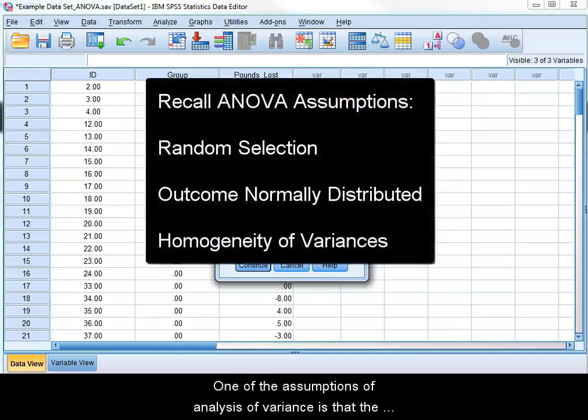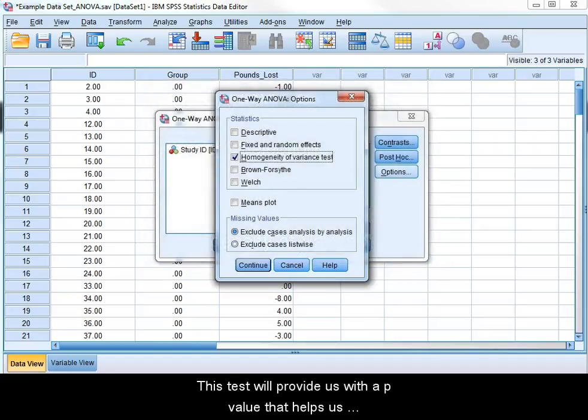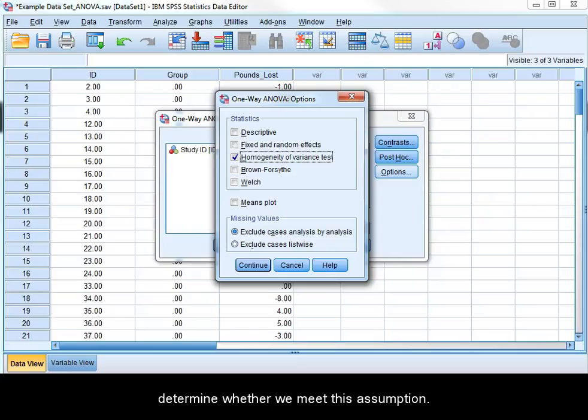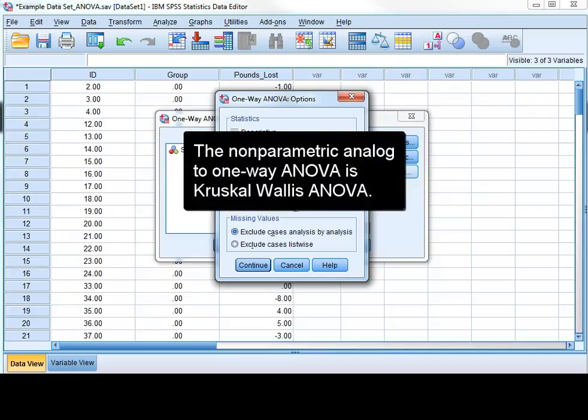One of the assumptions of analysis of variance is that the variances between the different groups are homogeneous. This test will provide us with a p-value that helps us determine whether we meet this assumption. If we don't meet the assumption of homogeneity of variances, then we should use a different type of test, such as a non-parametric test that does not operate under that assumption.